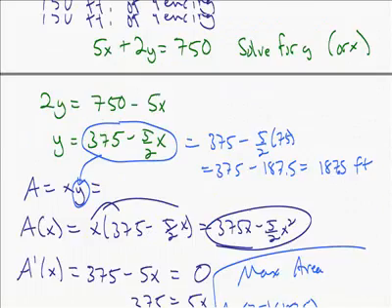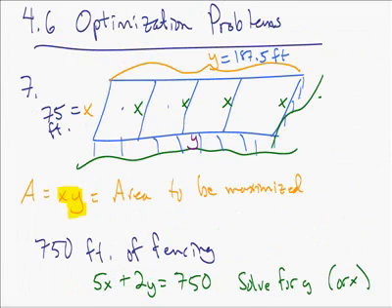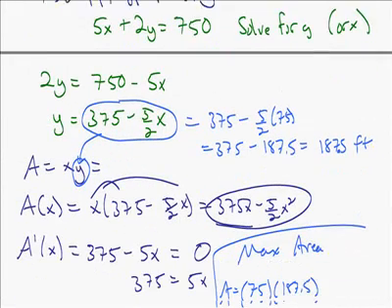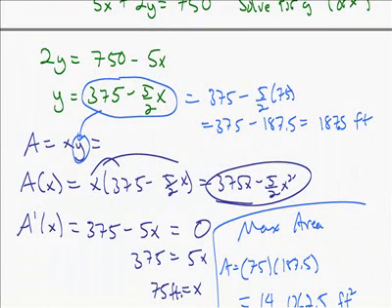So again, here are the steps. Draw a picture, label your picture, find a formula for the thing that you're trying to maximize or minimize, get another equation based on the information you have, solve for one of the variables in that equation, and substitute that into the formula that you're trying to maximize or minimize so that you get a single variable function. Once you have that, you can take the derivative, set it equal to 0, and you'll see that you have a maximum.